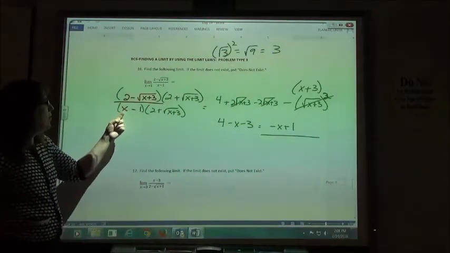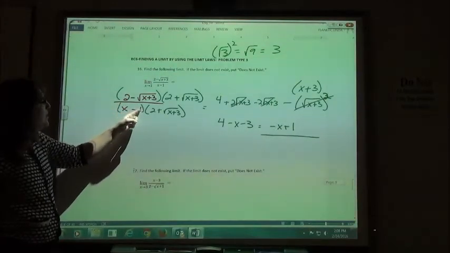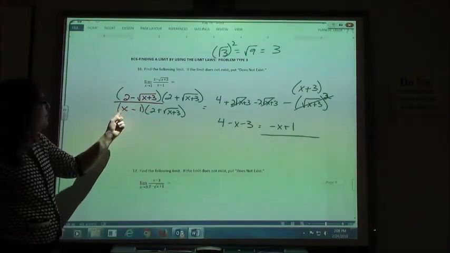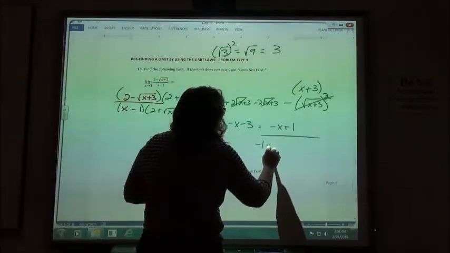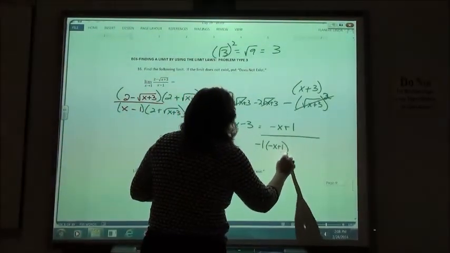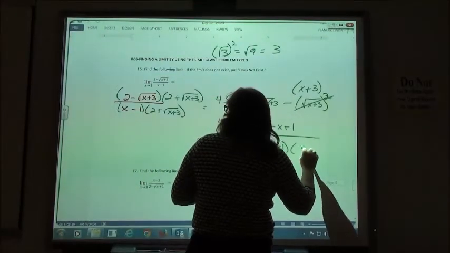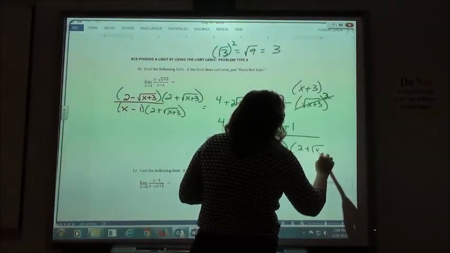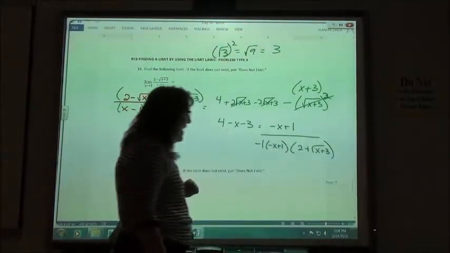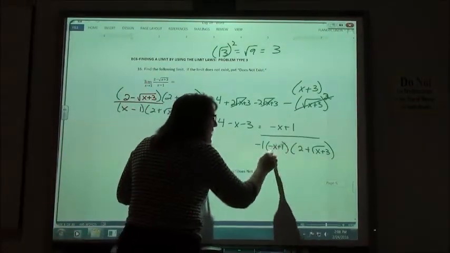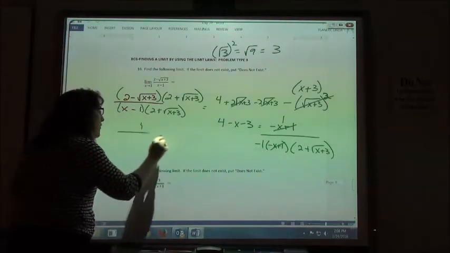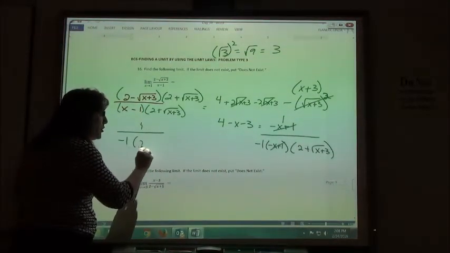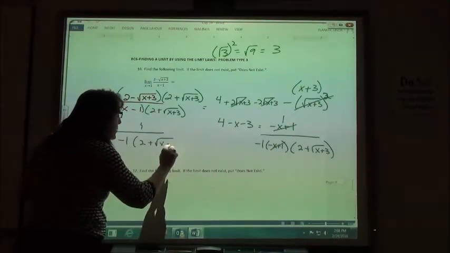Now if I notice here, I have x minus 1. So in order to cancel that out, I could factor out a negative 1. So I'm going to have a negative 1 times negative x plus 1. And then I'm going to have my 2 plus the square root of x plus 3. Lovely. So here I'm going to be able to cancel this with this, putting a 1 on top. So I have 1 over negative 1 times 2 plus the square root of x plus 3.